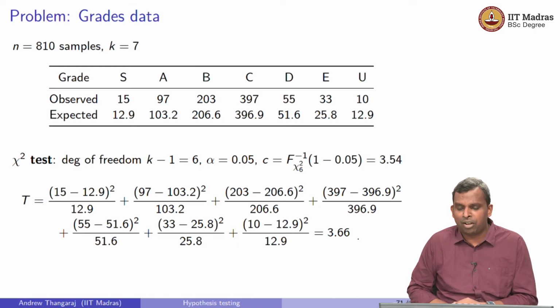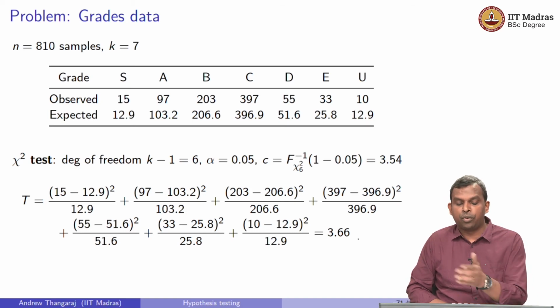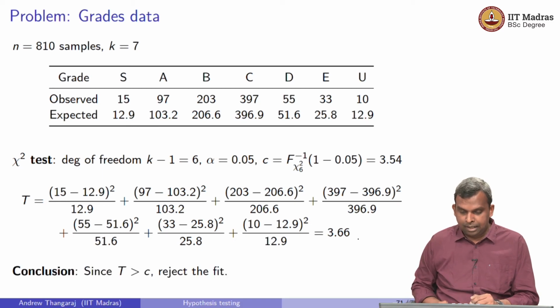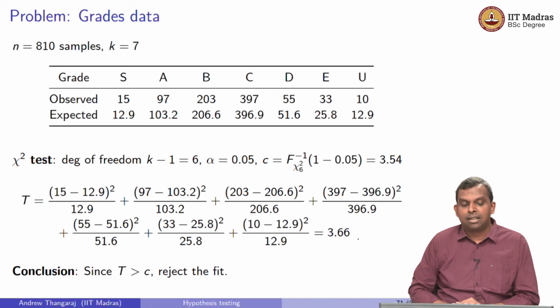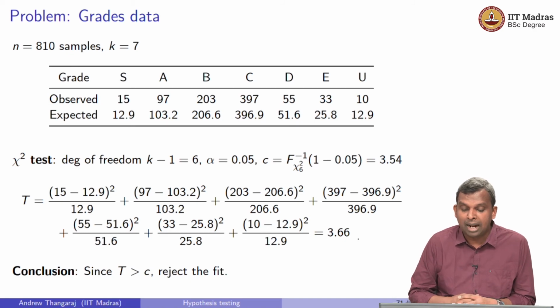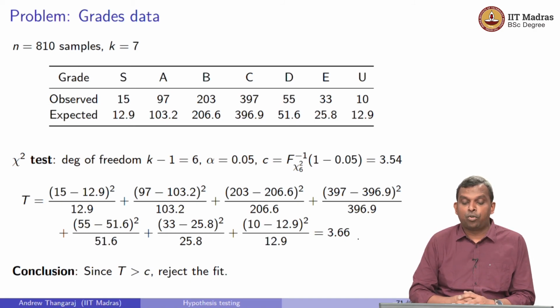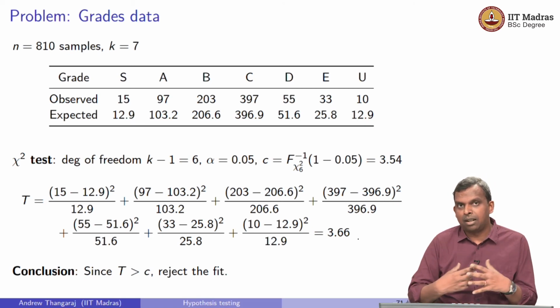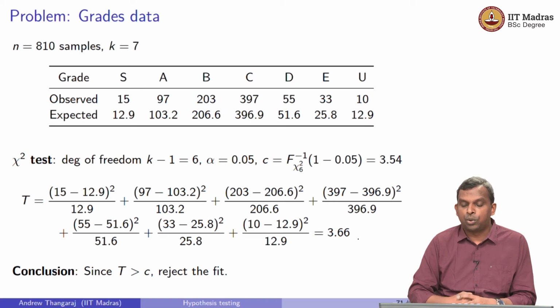We could pick an alpha of 0.05 and you will get a critical value 3.54. If you compute T, just plug it in and evaluate, you will get 3.66. And that in fact is greater than C, so you can reject the fit. So this fit is not good enough at an alpha of 0.05. If you compute the p-value, instead of C, if you put in 3.66, you will get something much lower than 0.05. So it's not a good enough fit.